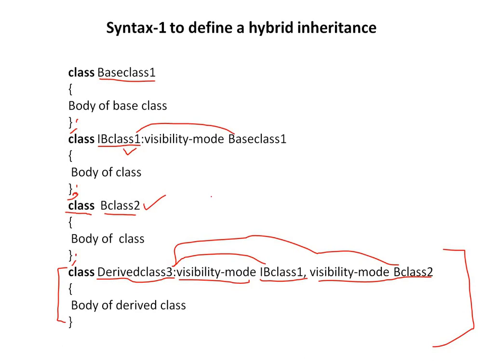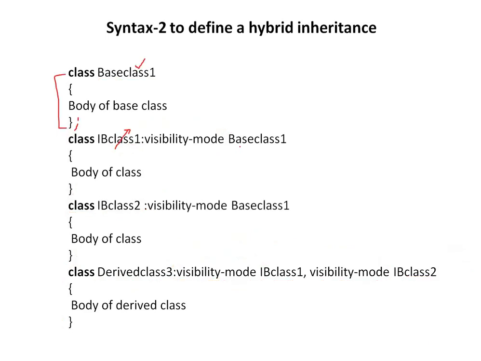Once again I am repeating, what is an intermediate base class? Intermediate base class is one which, in one context, acts as a base class, in another context, acts as a derived class, right? Now next we have to write the colon operator, then followed by visibility mode. Visibility mode is followed by base class 1. Here IB class 1 inherits the properties of the base class 1.